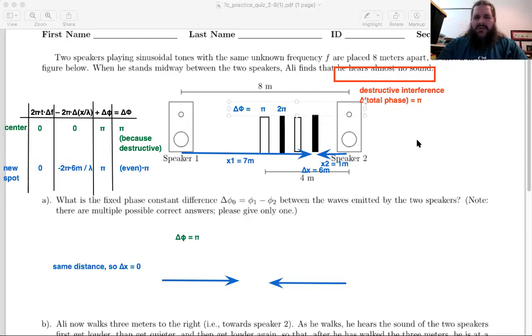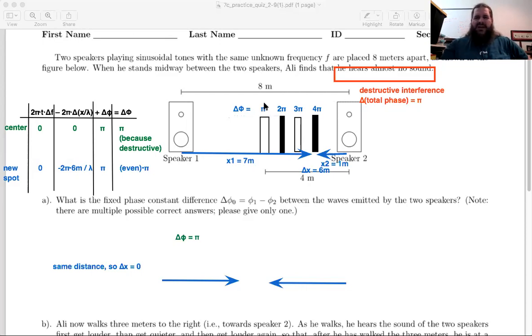Then we walk a little further to get to the next destructive spot. What would you expect the total phase difference to be at that next destructive zone? 3 pi, because that's the next odd multiple of pi, the next something and a half cycles. Continue a little bit further, what would this constructive zone be? Four pi, the next even multiple of pi, the next whole number of cycles.